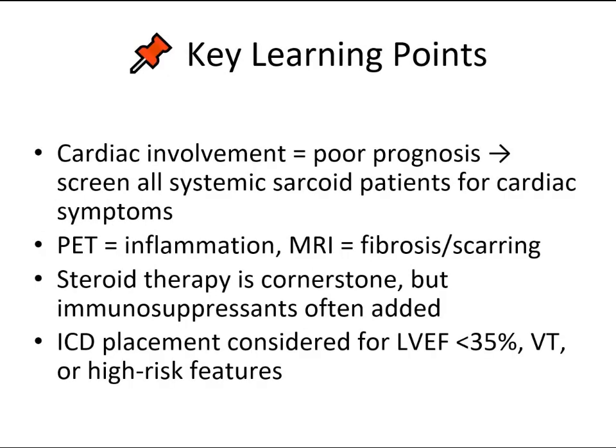Let's wrap it up with the key learning points. Cardiac sarcoidosis worsens prognosis. Screen all sarcoidosis patients for cardiac symptoms. PET shows inflammation. MRI shows scarring. Steroids are first line, but immunosuppressants may be needed. Consider an ICD for low LVEF, ventricular tachycardia, or other high-risk signs.